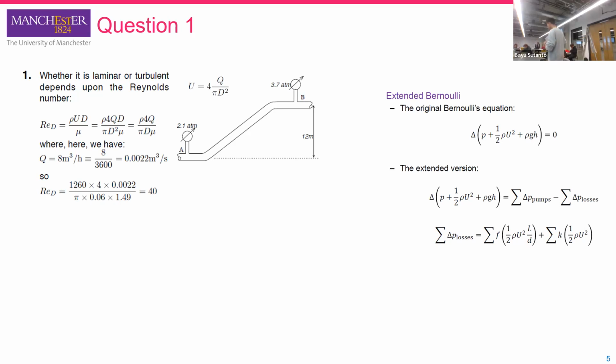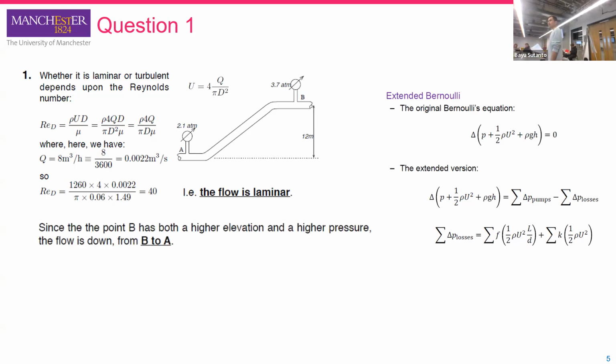Especially for a circular pipe, we can express the Reynolds number directly as a function of flowrate instead of using velocity. We only change the flowrate from 8 cubic meters per hour to cubic meters per second, dividing by 3,600. So we get the Reynolds number of about 40. Is 40 laminar or turbulent? Laminar, because it is less than 2,300. So it is categorized as laminar.